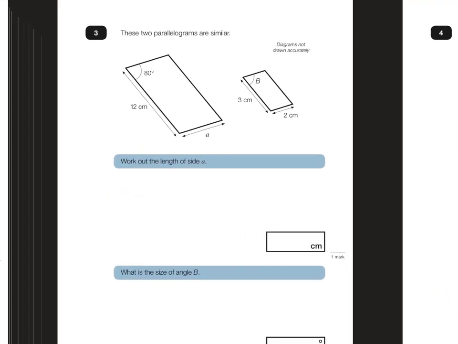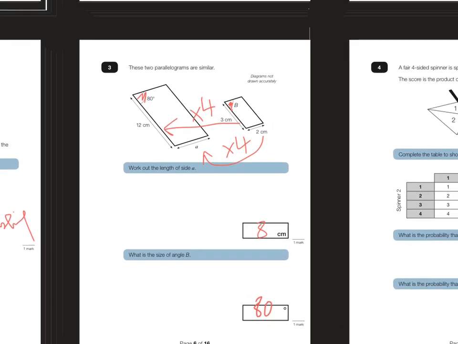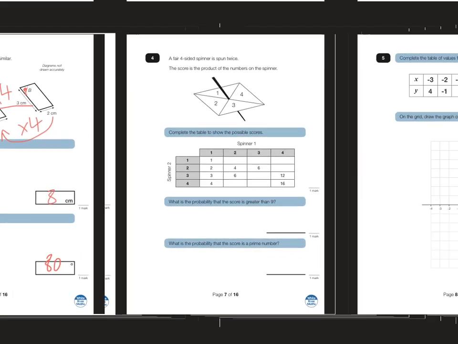Okay, 2 similar parallelograms. To get from this one to this one, I'm increasing by a scale factor of 4. So I do the same here. 2 times 4 is 8, but the angles remain the same. In similar shapes, angles are the same.